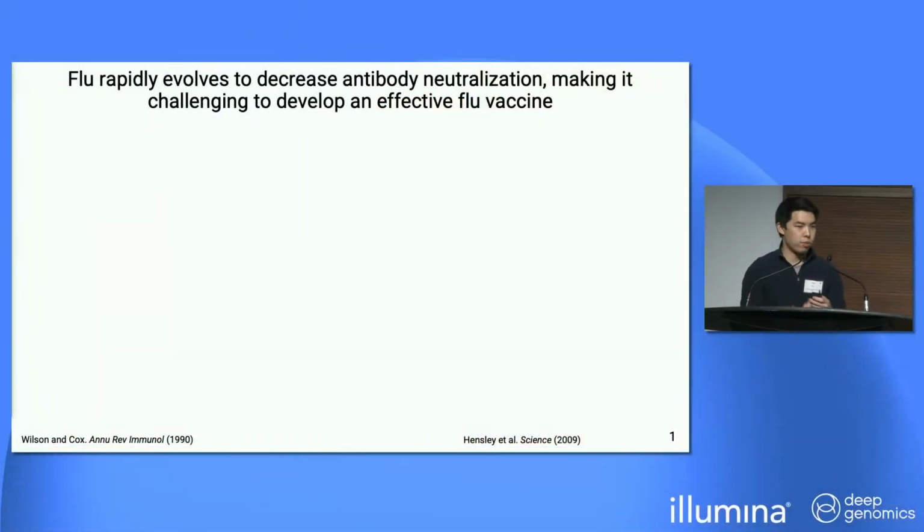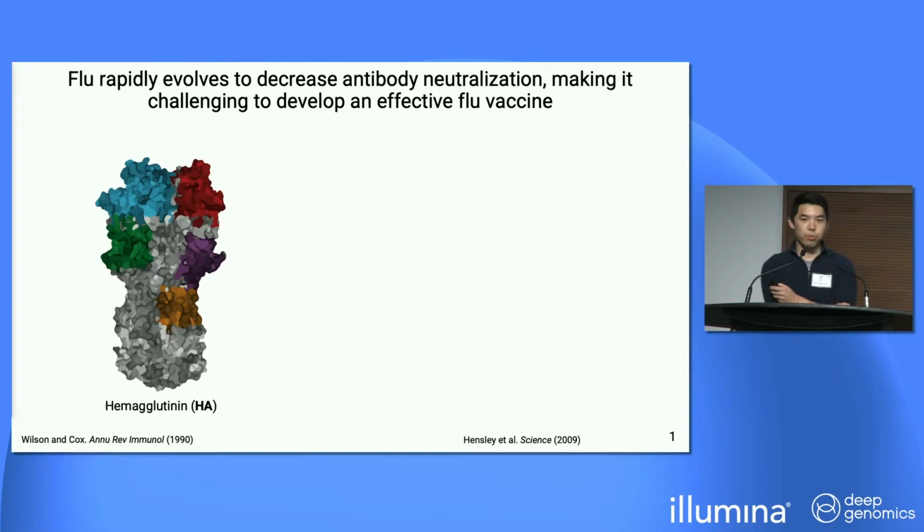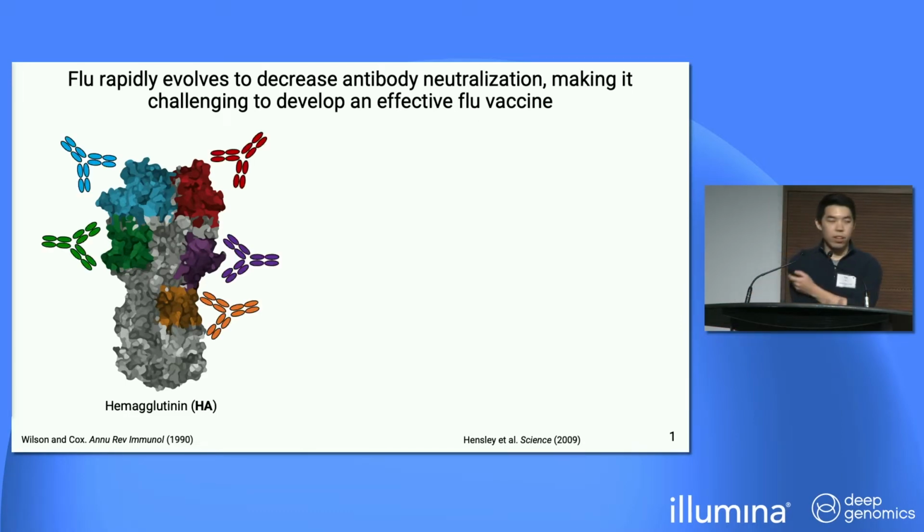So I want to start by talking about one of the main reasons why it's really hard to develop an effective flu vaccine, and it's that flu rapidly evolves to decrease antibody neutralization. So what I mean by that is conceptually, flu has this viral protein called hemagglutinin, and it uses this protein to get inside and infect cells. And so when we get vaccinated, our body will produce polyclonal antibodies that can target the HA protein at multiple distinct epitopes. And so any of these antibodies can neutralize the virus and prevent infection.